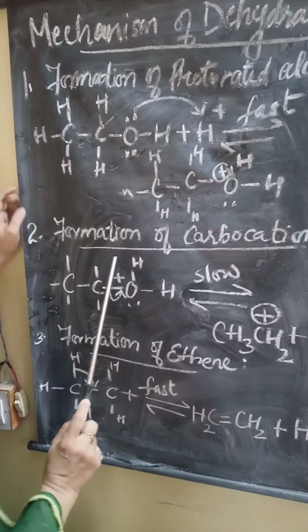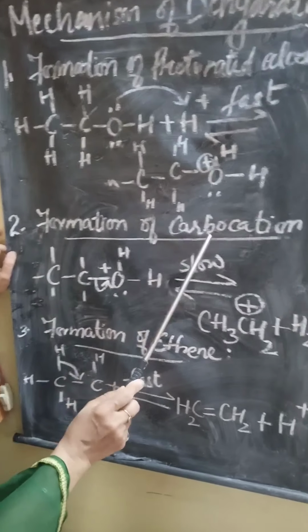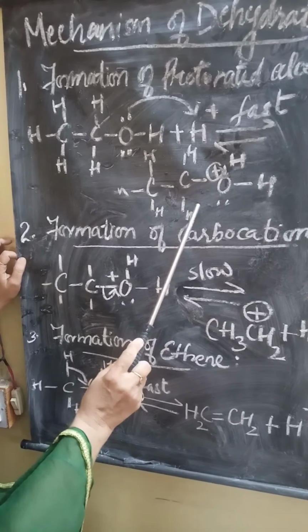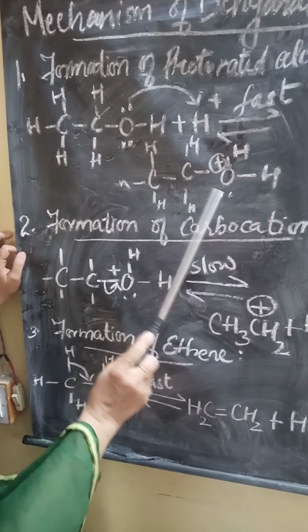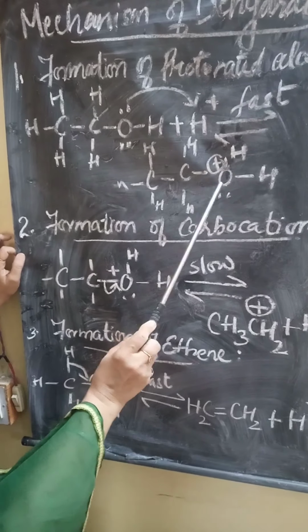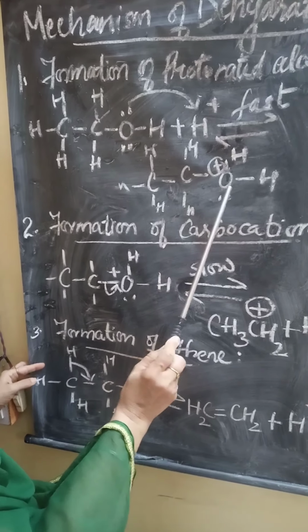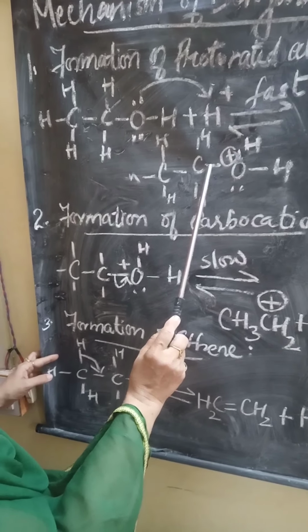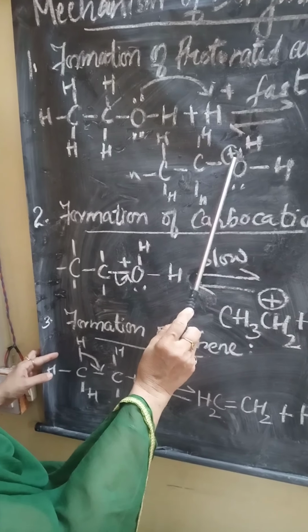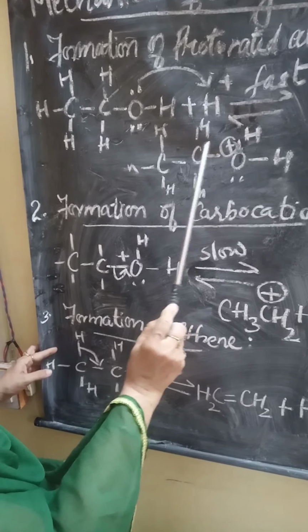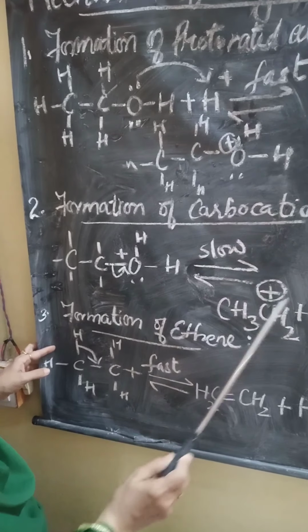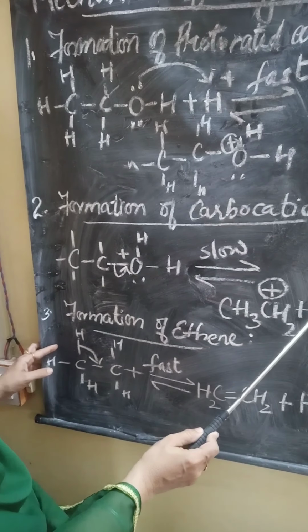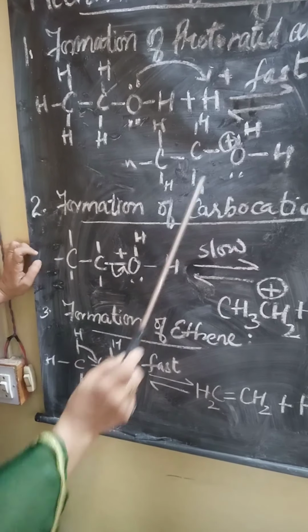Now the second step is the formation of carbocation. As I said, this protonated alcohol is highly unstable, so it will not remain in this state for long. So what will happen? There will be breaking of the bond between carbon and oxygen. This carbon-oxygen bond breaks, and this pair of electrons goes towards oxygen. Oxygen takes this pair of electrons. As carbon has given this electron pair, carbon develops a positive charge, and oxygen takes the electrons and forms water.